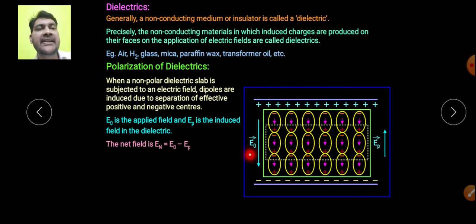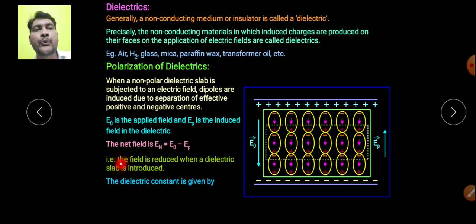This applied electric field is E naught, and EP is the induced electric field, means it is the electric field because of this induced charge. EP is electric field due to induced charge, and E naught is applied electric field. Now, what is the total electric field or net electric field? Net electric field is given by E naught minus EP, because E naught is applied and EP is induced and they are in opposite direction. Therefore, the magnitude of resultant electric field will be equal to E naught minus EP. This is the net electric field.